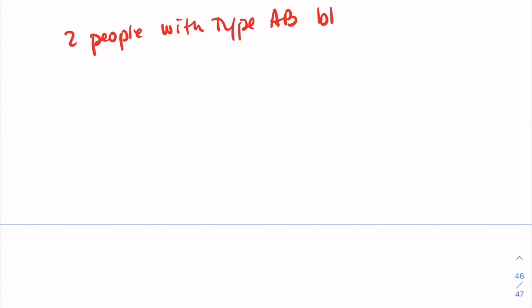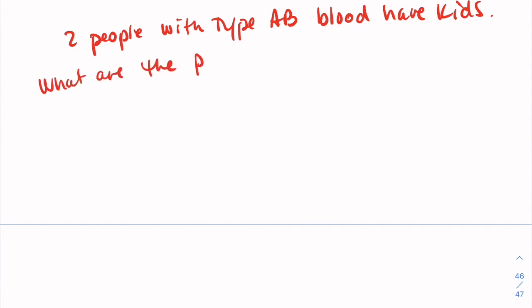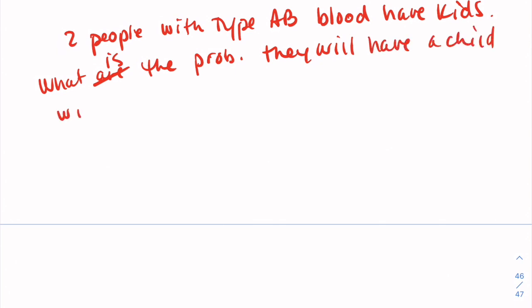So let's scroll up here and let's say two people with type AB blood have kids. What is the probability they will have a child with, let's say, type AB blood?